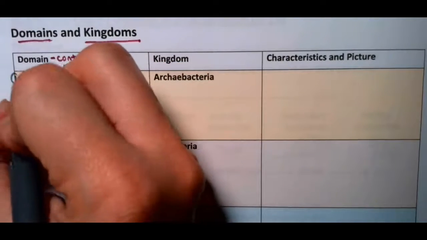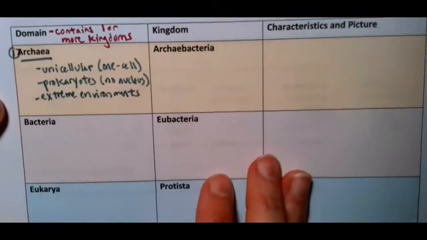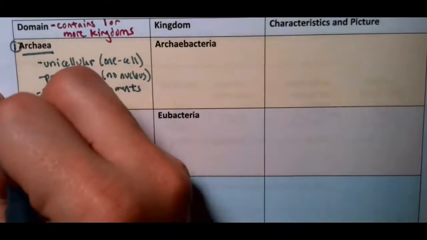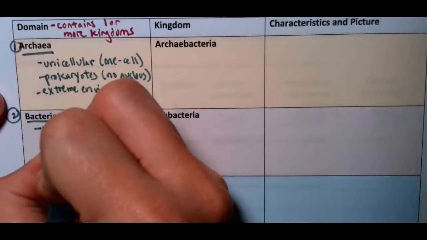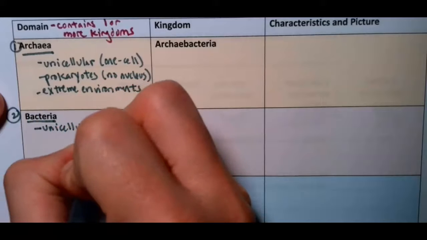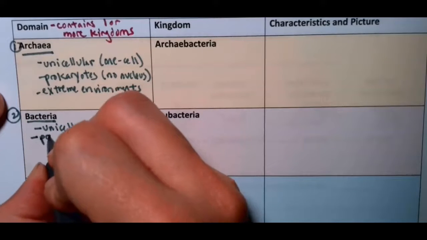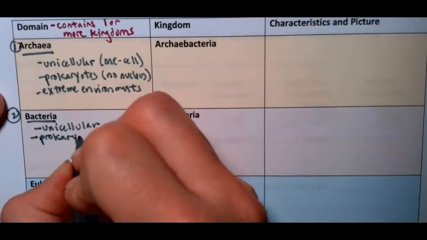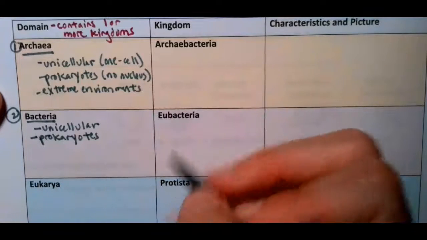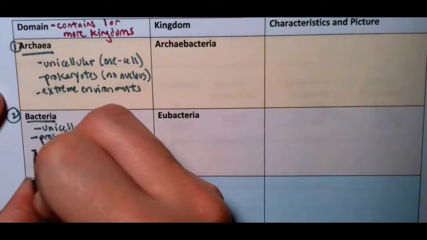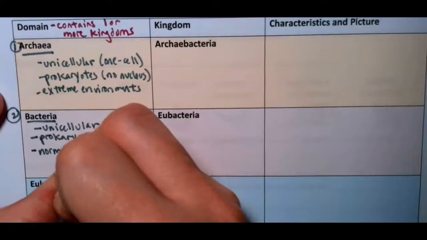So that's the first domain. The second domain are known as bacteria. Bacteria are also unicellular, or one-celled. They're also prokaryotes, which means they have no nucleus or organelles, but they live in normal environments.